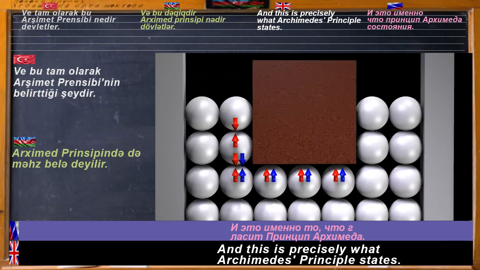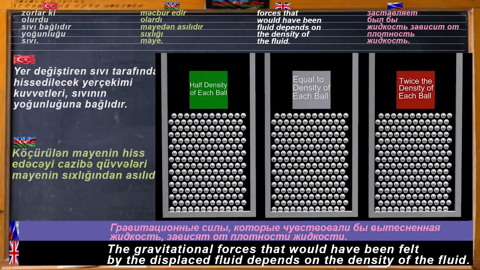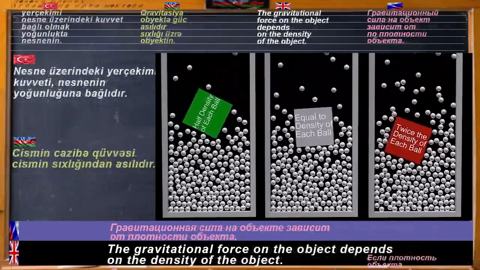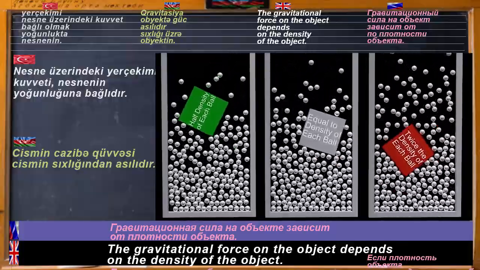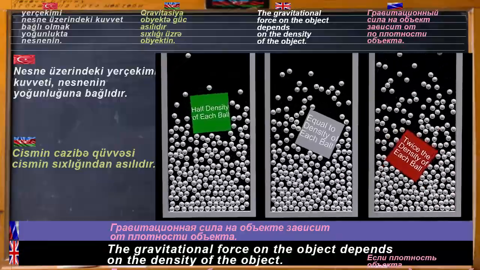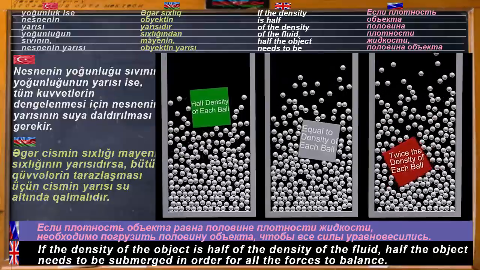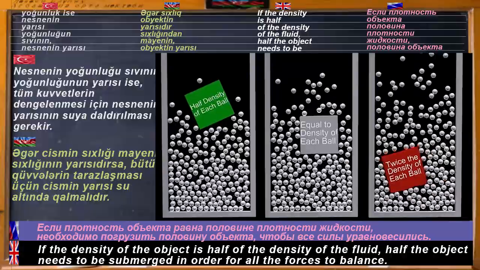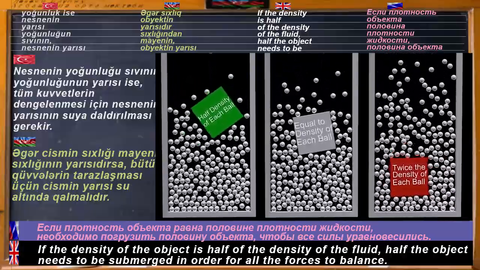And this is precisely what Archimedes' principle states. The gravitational forces that would have been felt by the displaced fluid depends on the density of the fluid. The gravitational force on the object depends on the density of the object. If the density of the object is half of the density of the fluid, half the object needs to be submerged in order for all the forces to balance.